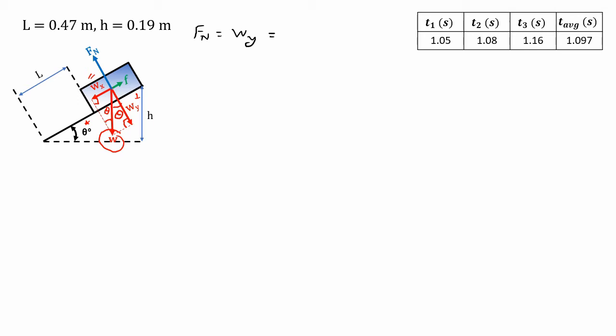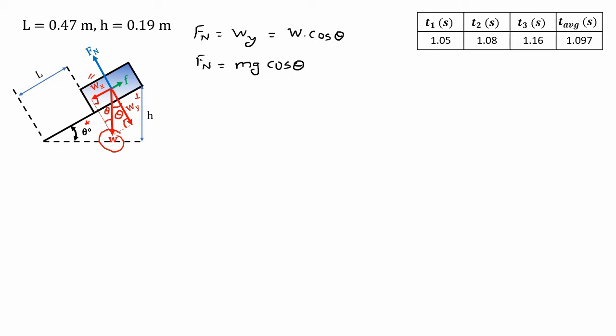Adjacent side uses cosine, so W times cosine theta. This is from cosine equals adjacent over hypotenuse. So if you move the hypotenuse to the other side, then hypotenuse times cosine of the angle gives us the adjacent side. And we know W is mass times gravity, correct? So we can say normal force is equal to mg cosine theta.